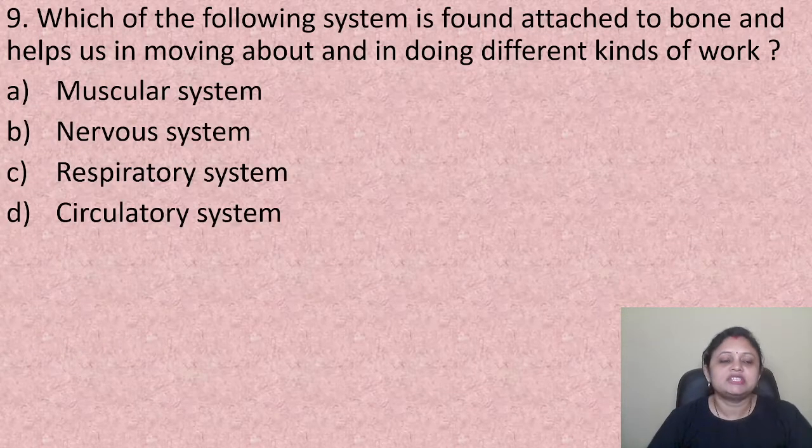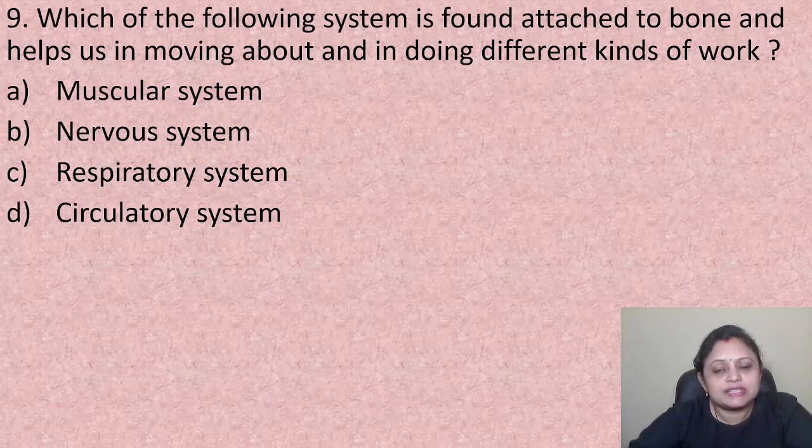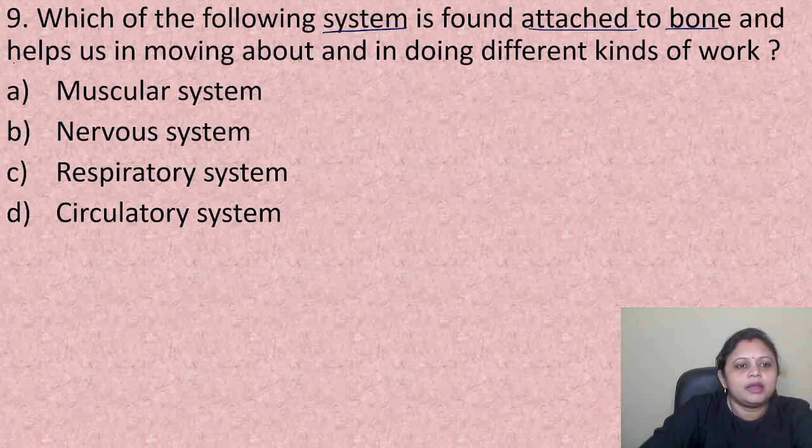Coming to the next question. Which of the following system is found attached to bone and helps us in moving about and in doing different kinds of work? Option A, muscular system. B, nervous system. C, respiratory system. D, circulatory system. So which of the following system is found attached to bone and helps us in moving about and in doing different kinds of work?